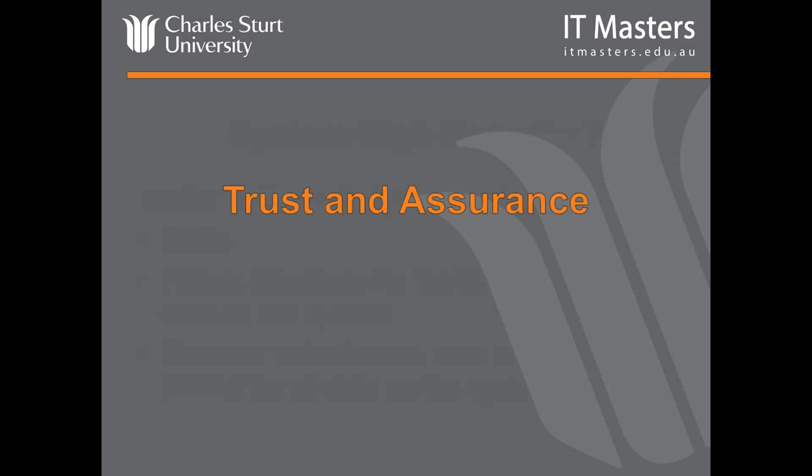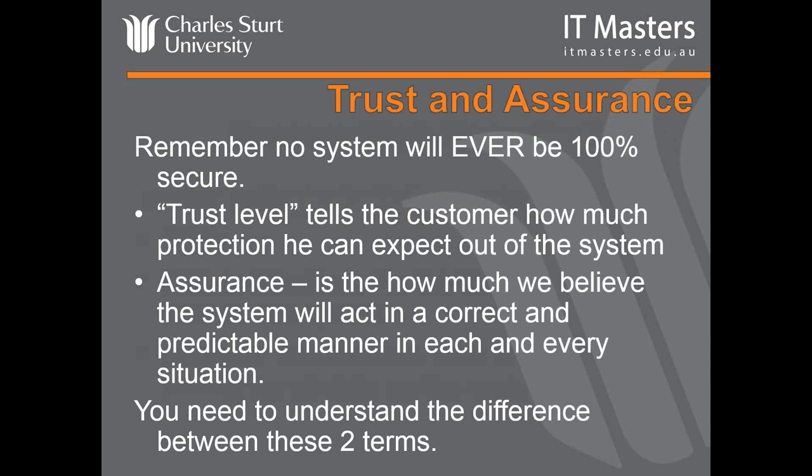Now, based on what we're talking about before, trust and assurance. Now, first thing, there are no absolutes. Never get to an absolute here. Trust level is really how much protection we can expect out of a system. Where are we? What are we doing? What can we control? Assurance, how much we believe the system will act in a correct and predictable manner. What are we doing here? How can we trust it? Do we trust what we're doing?